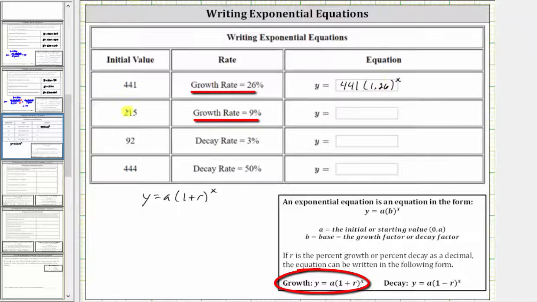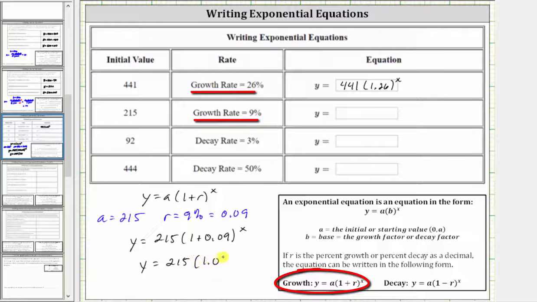In the second row, the initial value is 215, which means a is equal to 215. We have an exponential growth rate of 9%, which means r is equal to 9%, which as a decimal is 0.09. Again, we have exponential growth, so this is the form of the exponential equation, which gives us y equals 215 times 1 plus 0.09 raised to the power of x. Simplifying, we have y equals 215 times 1.09 raised to the power of x.